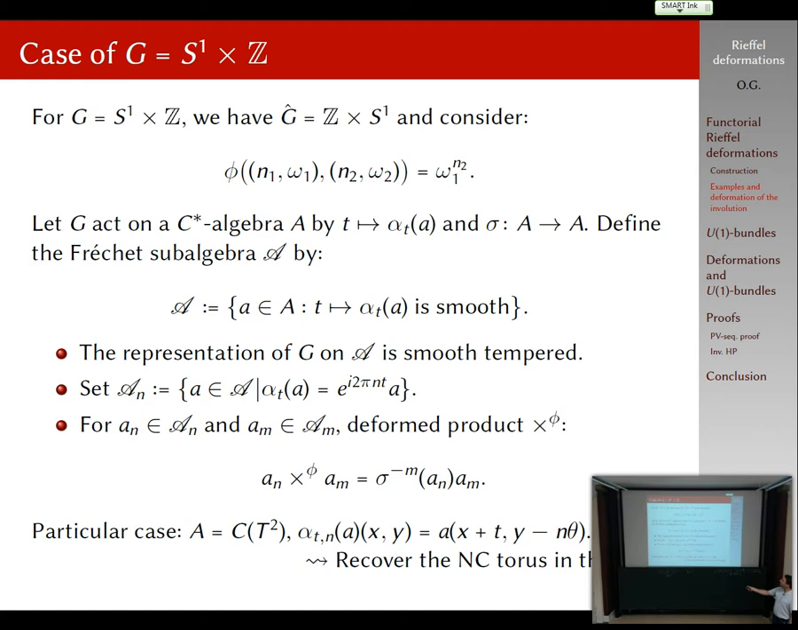We'll then consider the spectral subspaces A_n defined in the usual way. And explicitly, if we want to look at the deformed product, what we have is that the deformation of the product of a_n and a_m is just sigma_m to the power n of a_n times a_m. Then here what you have is the undeformed multiplication.